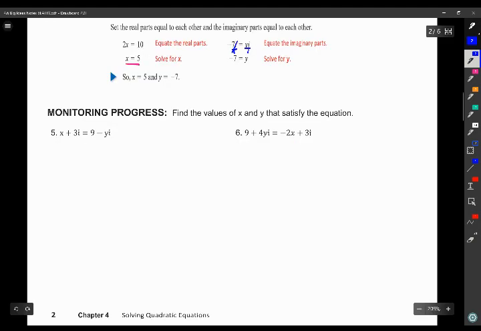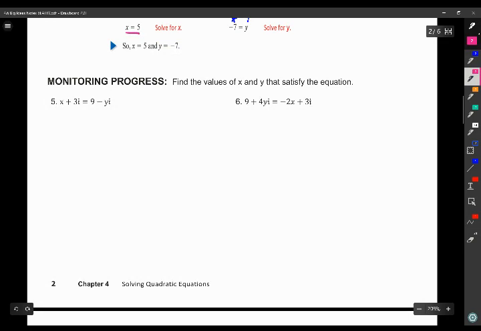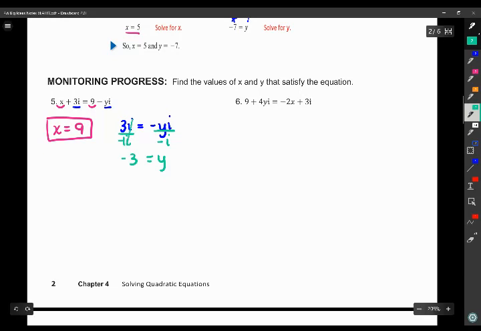So when we look at monitoring progress, it's the same idea. I'm looking for real. So the real part is the part in the beginning. So this would be x is equal to 9. There's nothing to solve, so this is my real part. If I look at the y, or the imaginary part, I get 3i is equal to negative yi. And then you solve by getting y all alone. So I'm going to get y by itself by dividing by negative i. And the reason I want the negative i is I'm trying to get y to be positive. So I get y is equal to, and then this is like negative 1. So 3 divided by negative 1 is negative 3, and the i's cancel out. And so this is my y part.